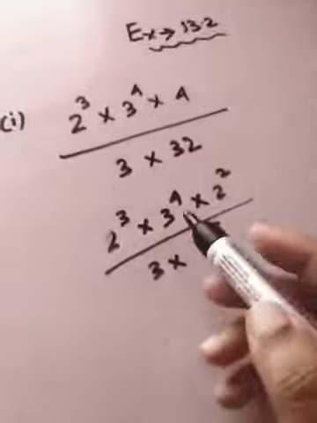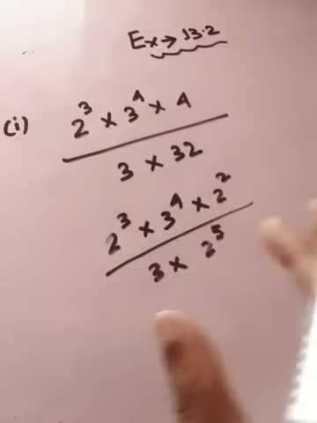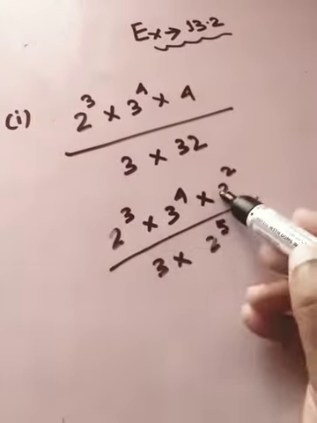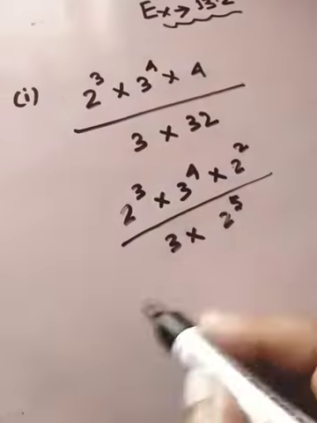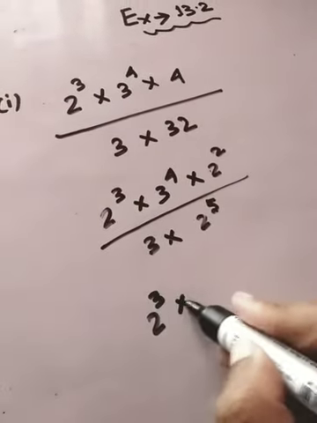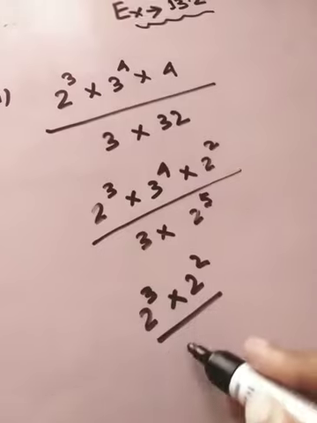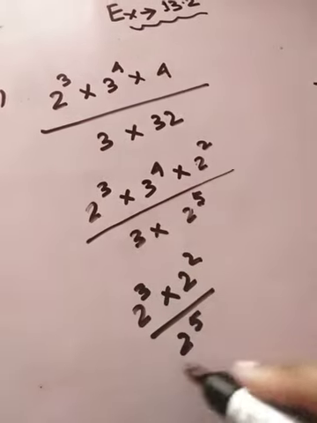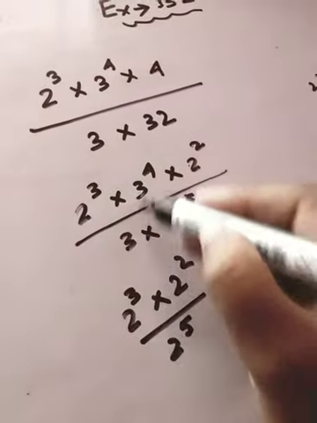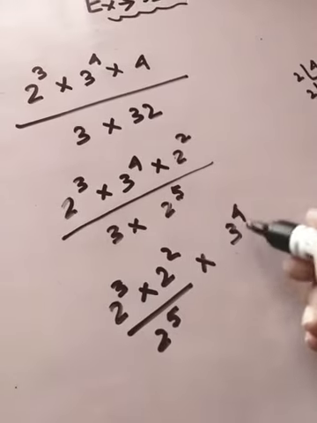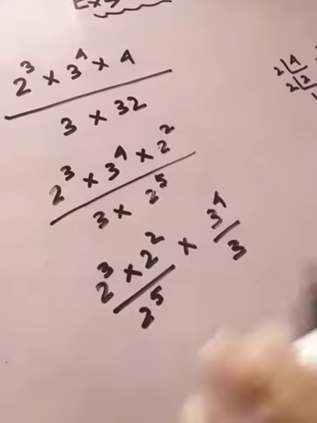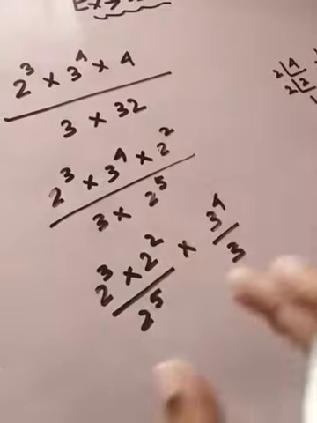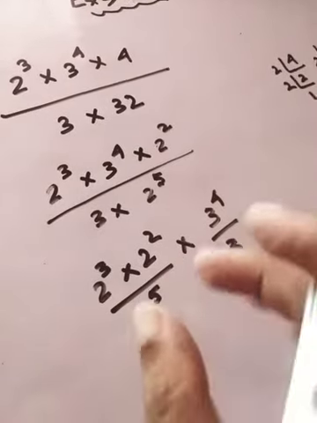Okay, so now we'll bring all the terms which are carrying the same base. These are carrying the same base, 2 and 3. So how to write it down? 2 cube, 2 square, and 2 to the power 5. These are all carrying the same base, and these two are carrying the same base. So we have just written all the terms which are carrying the same base separately.